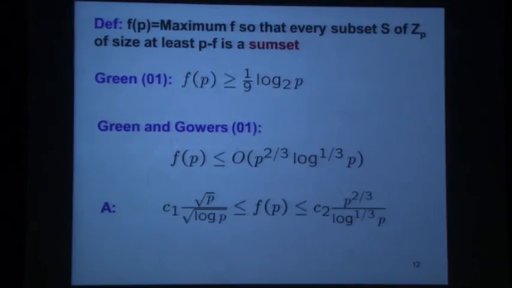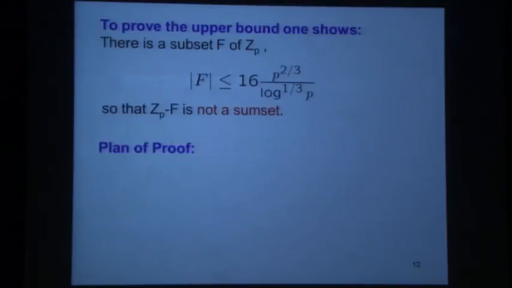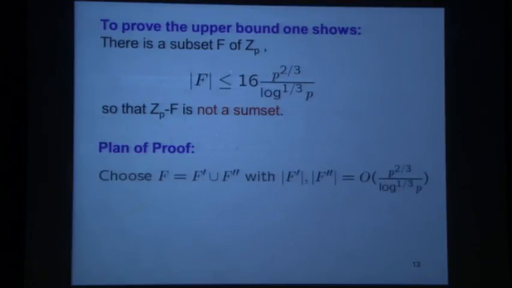So again, there are some Cayley sum graphs there. So here is, again, I'll not really describe the proof, but it's kind of an outline. So to prove the upper bound, we have to show that there exists a subset of Z_p of size at most constant, here I wrote 16, just to have some explicit constant, times p to the 2/3 over log to the 1/3 p, so that if we omit all these elements, then what we get is not a sum set.